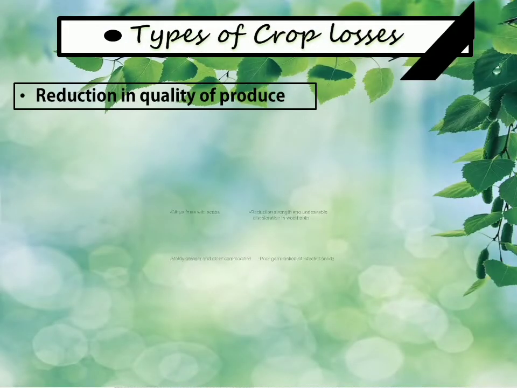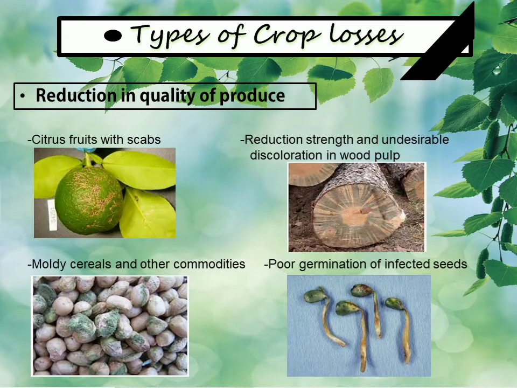Reduction in quality of produce. Citrus fruits with scabs, moldy cereals and other commodities, reduced strength and undesirable discoloration in wood pulp, poor germination of infected seeds.